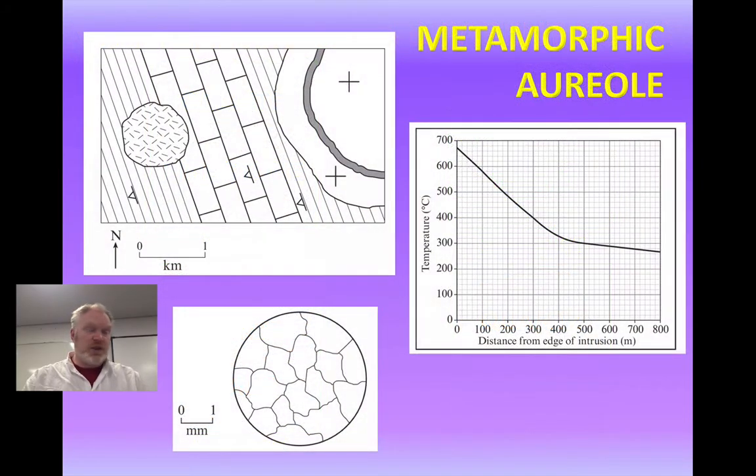Let's turn to page 8. On page 8, we've got a set of questions about a metamorphic aureole and some of the information about the temperature and distance from the edge of the intrusion. You've got 3 bits of data here. On the top left, we've got a map. This is a view of an area looking straight down. It's like a bird's eye view.